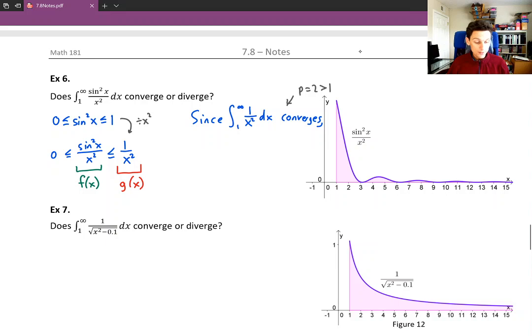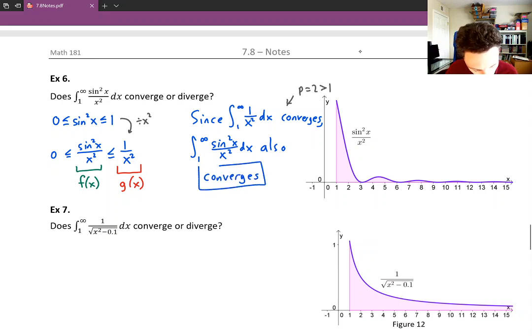So since the integral from 1 to infinity of 1 over x squared dx converges, because there we have a 1 over x to the p, where p is equal to 2, and that's greater than 1. Again, we're leveraging that work that we did in a previous video. Then we know that the integral from 1 to infinity of a smaller function has to converge by comparison. So the integral from 1 to infinity of sine squared x over x squared dx also converges. And this is by the comparison test.